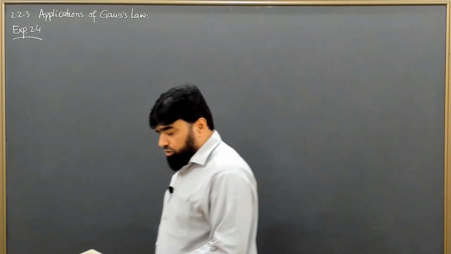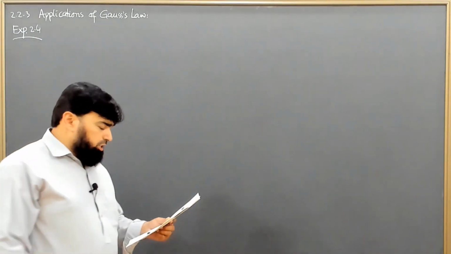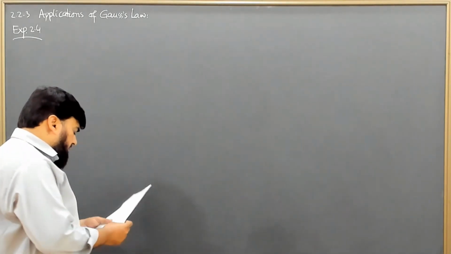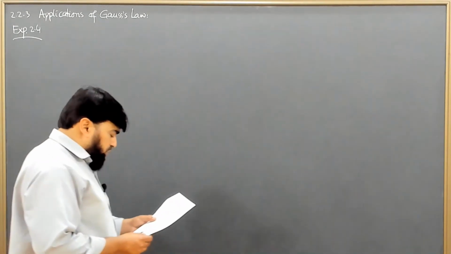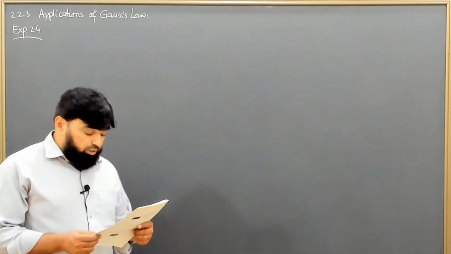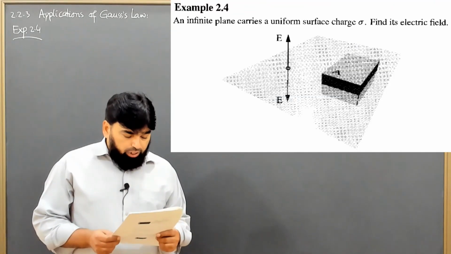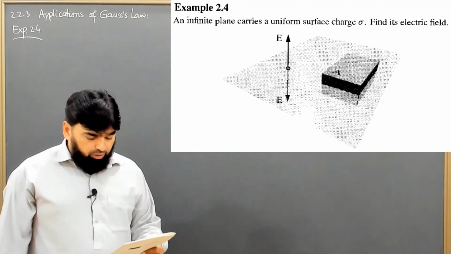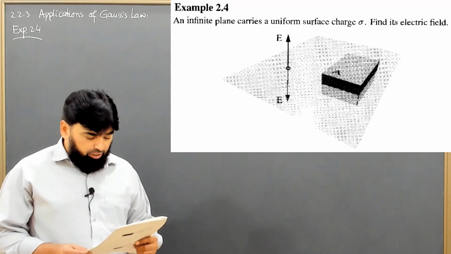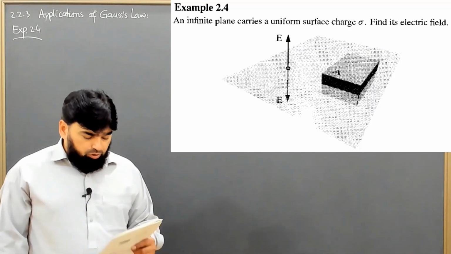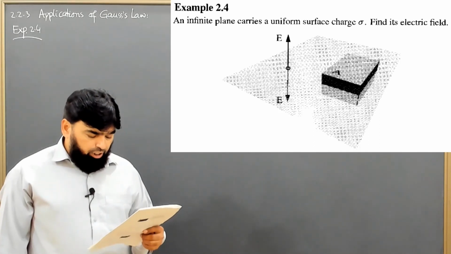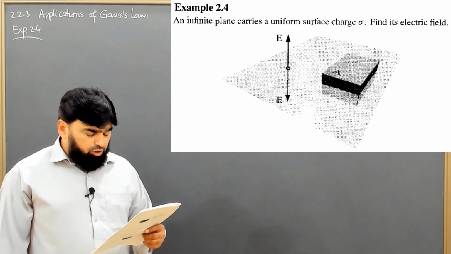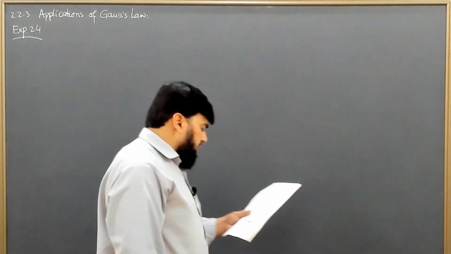We have a sheet of charges, and we will calculate the electric field due to that sheet of charges. So let me recite example 2.4, which is visible on the screen as well. The example says, an infinite plane carries a uniform surface charge sigma. Find its electric field. So the value of the surface charge on a sheet is given, and we are supposed to find the electric field due to this sheet of charges.